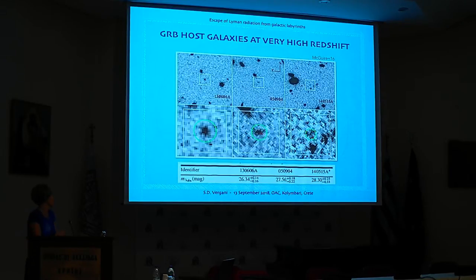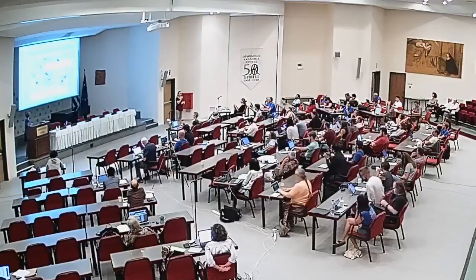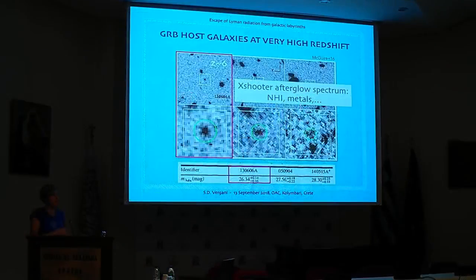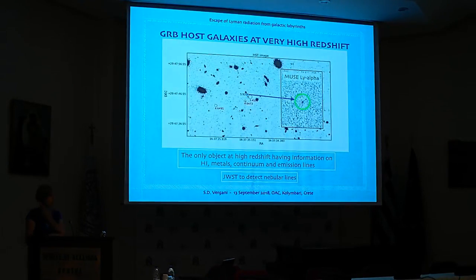This is the HST image. We decided to look at whether we could detect Lyman alpha for one of those, this one, because this galaxy, at redshift 6, has a very nice afterglow spectrum with all the information I told you before: we could determine the neutral hydrogen density, we have the metal absorption lines, and so on. So we obtained time on MUSE. And even though the observations were carried out for just half of the time that we asked for, unfortunately, we have a Lyman alpha detection. This is the host galaxy, and also an intervening absorber that was not detected in HST, but anyway, this is not the topic of this talk.